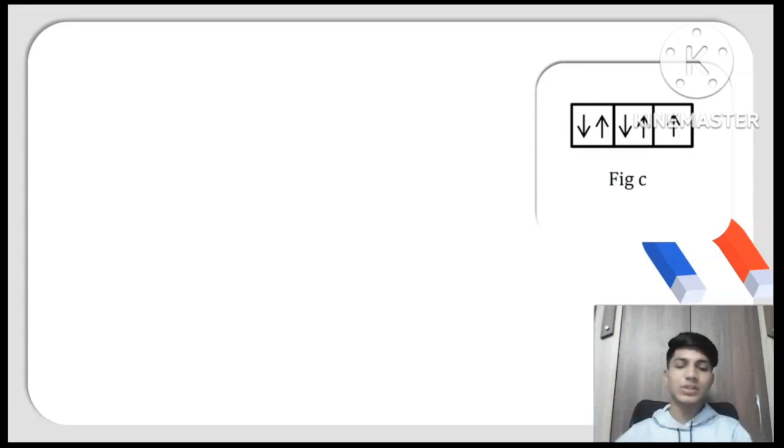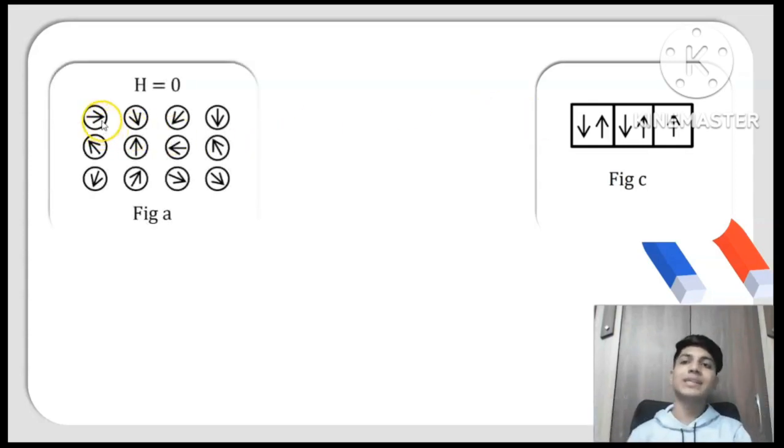So it will cancel out each other. That is what's happening over here. Like this atom is getting cancelled by this one, and this one is getting cancelled by this one. So the net magnetization of the entire crystal is zero.